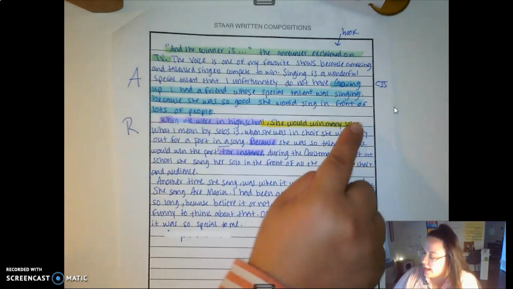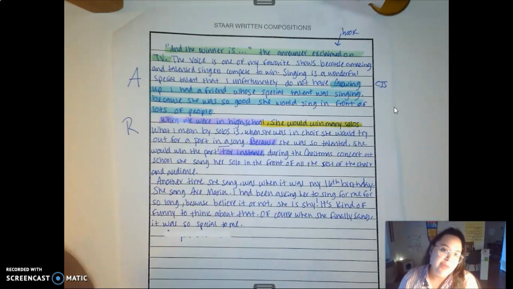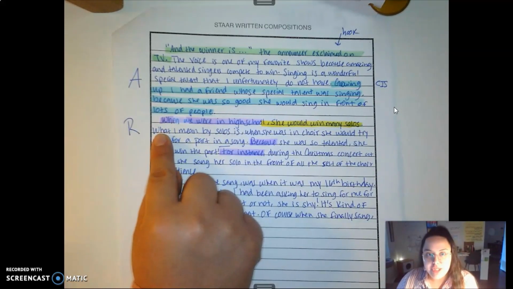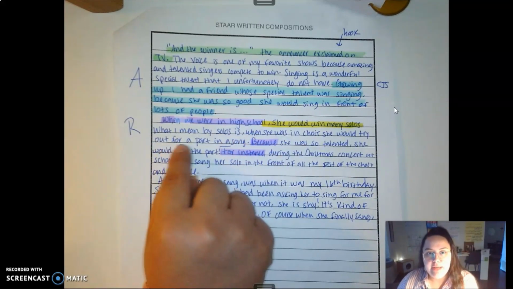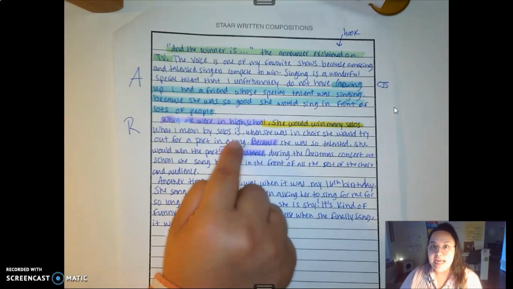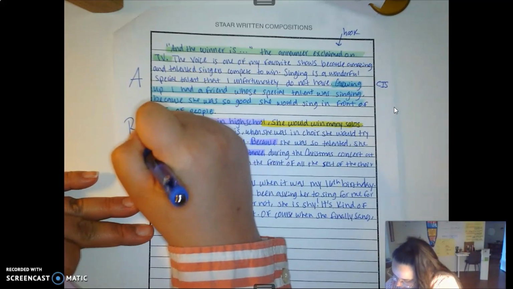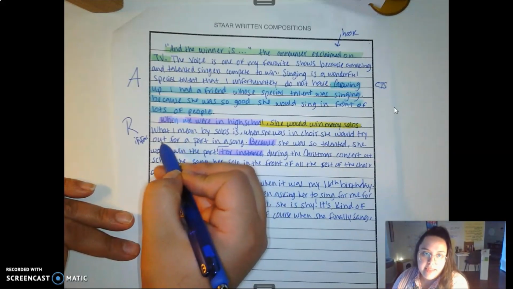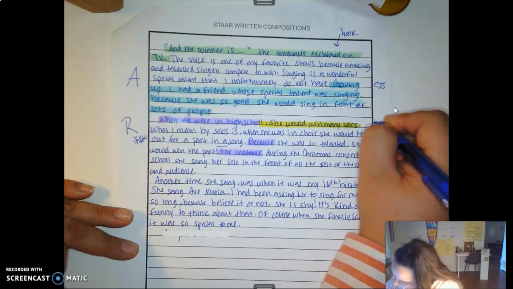Now, after I mentioned the thing about solos, just in case some people don't know what I meant by solo, I gave some information. I said, what I mean by solos is when she was in choir, she would try out for a part in a song. So now whoever didn't know what a solo was, now they know. So I gave some info. I'm just going to put a little dot because we know that means info. And I have my transitions. I have my topic sentence.